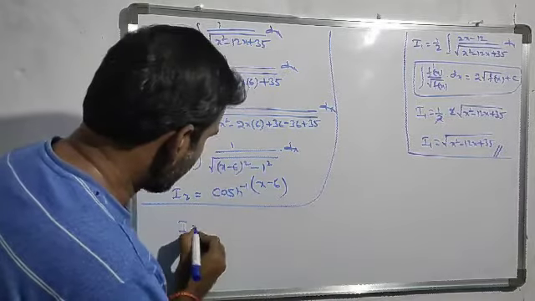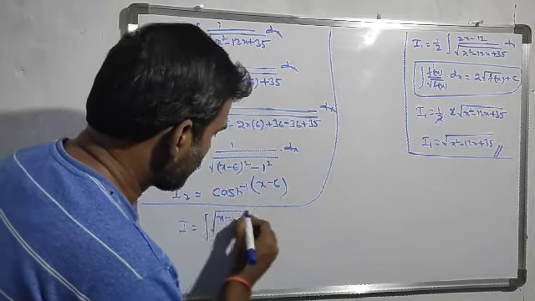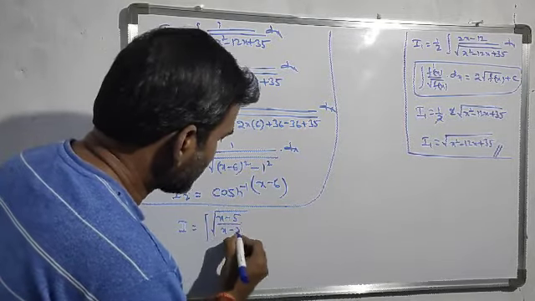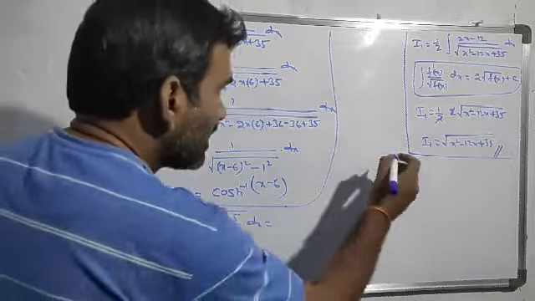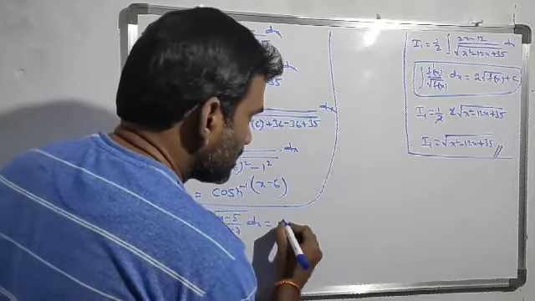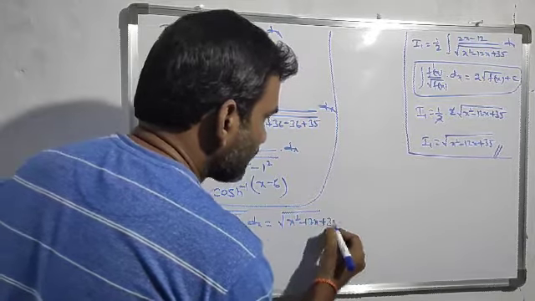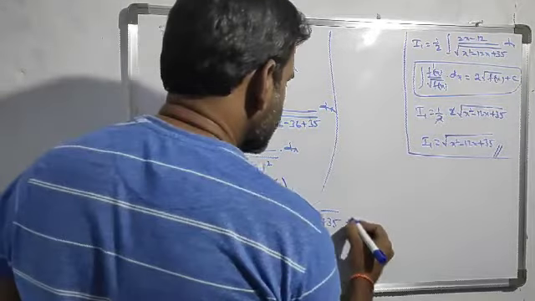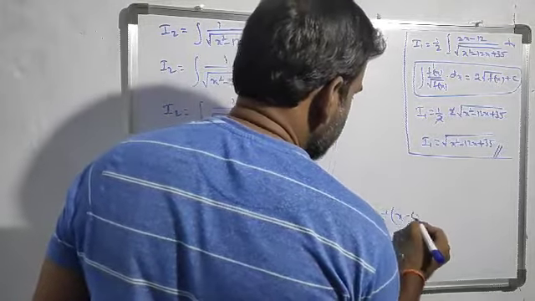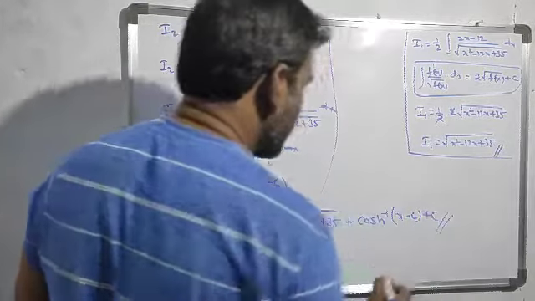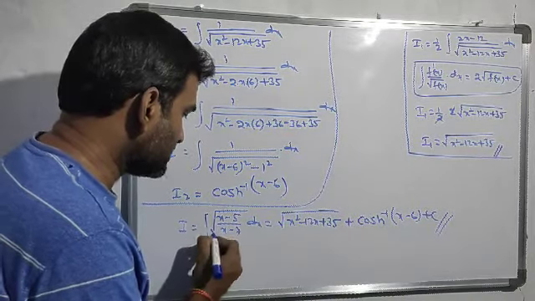So what is the integration value? I equals, our given problem is integration of x minus 5 by square root of x minus 5 into x minus 7 dx. So what is this value? I1 plus I2: square root of x square minus 12x plus 35 plus cos h inverse of x minus 6. Simple answer I am writing. So this is our final answer.